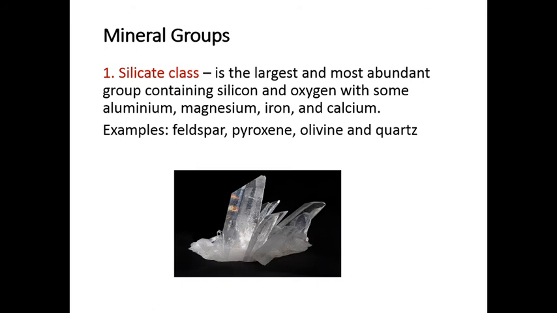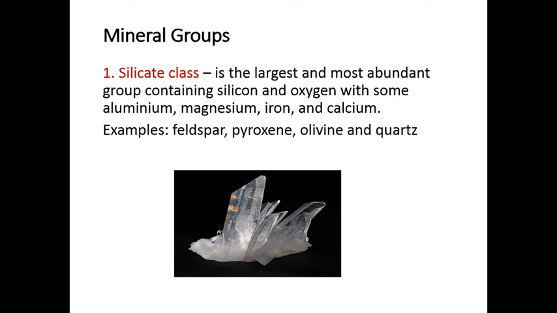And then, of course, we have classifications of minerals. We have the mineral groups. Number one, the silicate class, which is the largest and the most abundant group, containing silicon and oxygen with some aluminum, magnesium, iron, and calcium. Common examples belonging to this class are feldspar, pyroxene, olivine, and quartz. You can actually search some of the products that are composed of the following minerals.